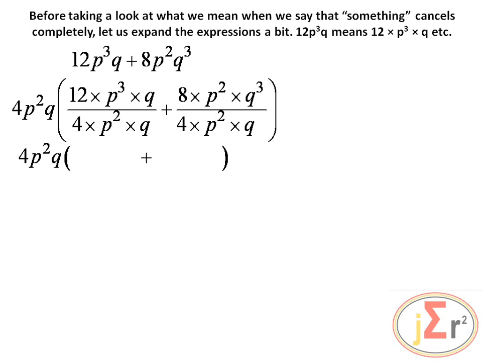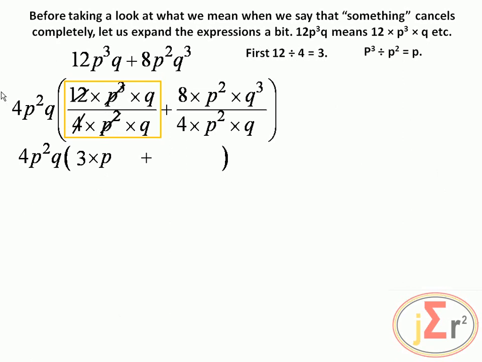Well, this is nothing new. Take a common factor, divide by the highest common factor. That's all we are doing. What do we say now? First, 12 divided by 4 is equal to 3. No problem. What about p squared into p cubed? What do we do? P cubed divided by p squared is equal to p by subtraction of indices.